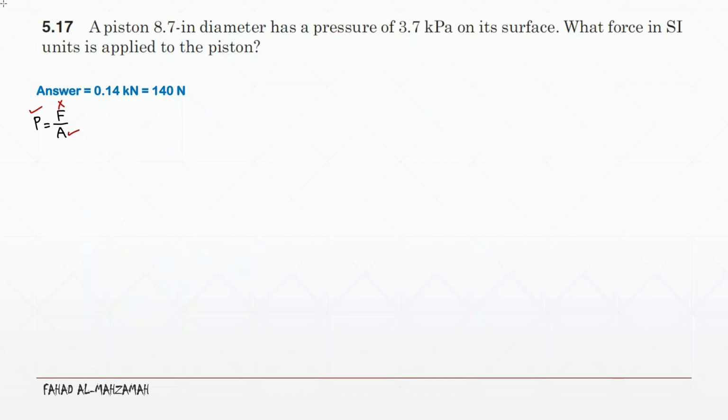So what you need here, pressure is given as 3.7 kilopascal, which is kilonewton per square meter. So you might convert it into Pascal to make it easier, which is Newton per square meter.